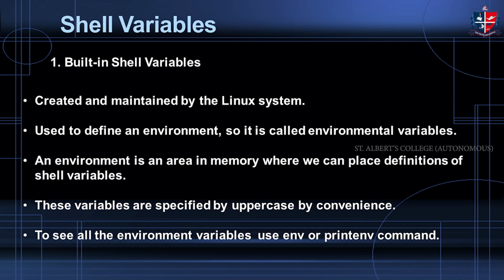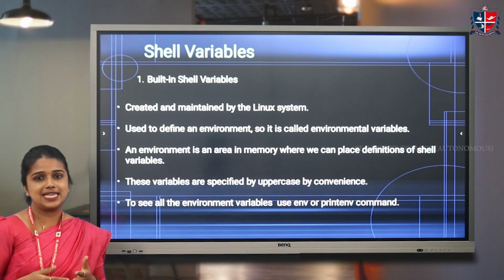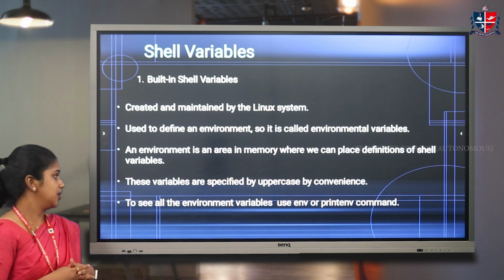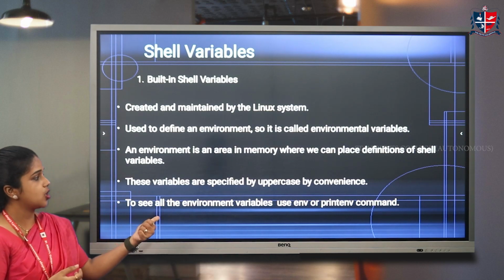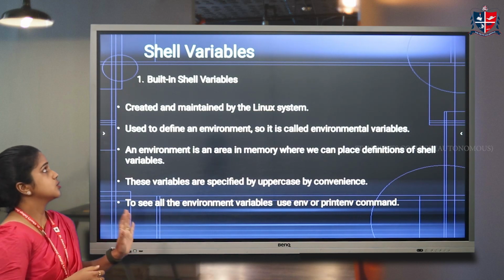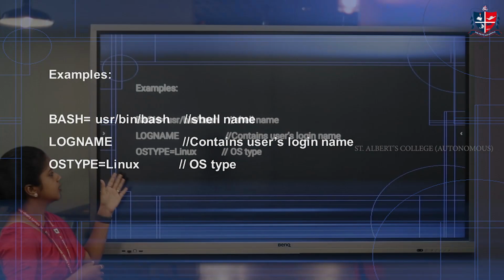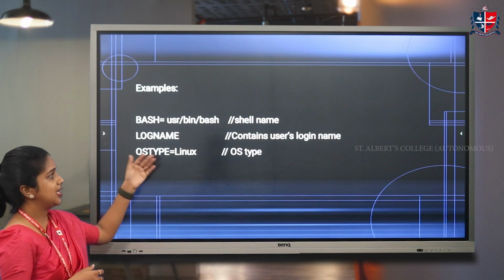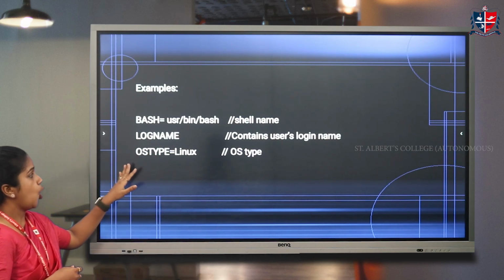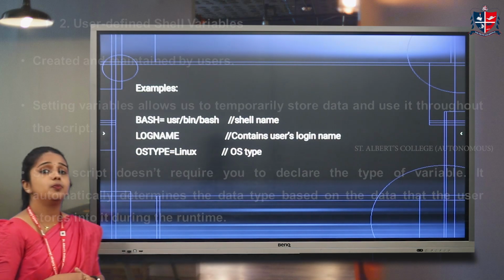These variables are specified using uppercase characters in order to understand them easily as built-in variables. To see all the environment variables available in the system, we can use the command env or printenv. Some examples of built-in variables are BASH, LOGNAME, and OSTYPE. BASH stores the shell name, LOGNAME has the user's login name, and OSTYPE stores the type of the operating system. So these are examples of built-in variables.